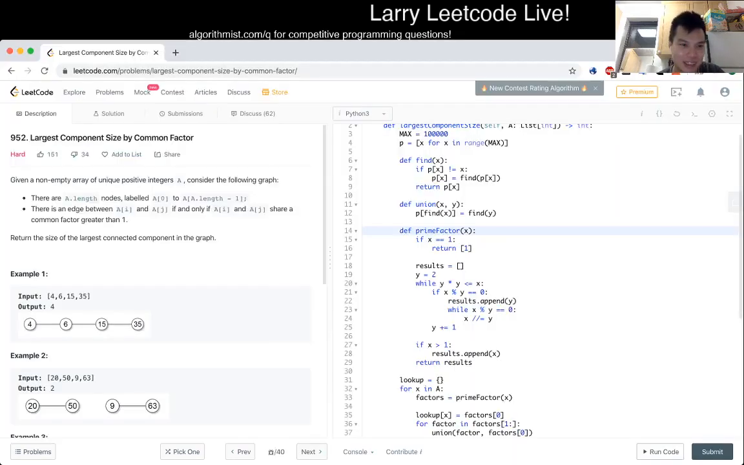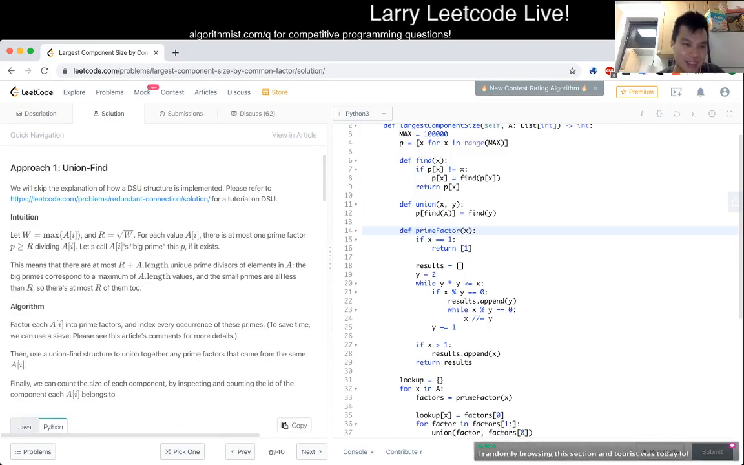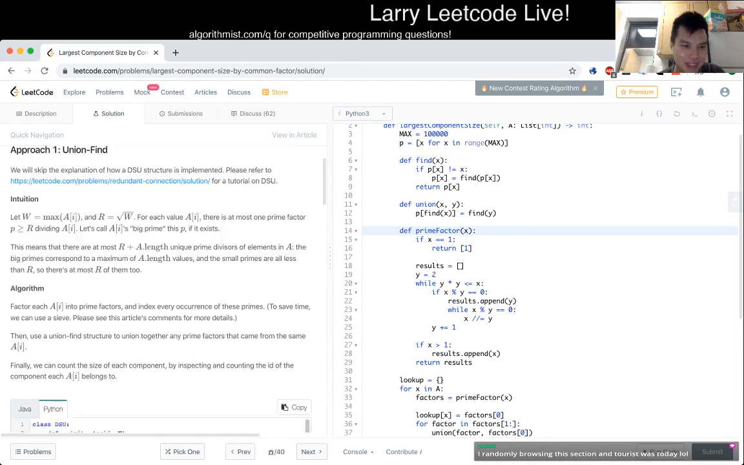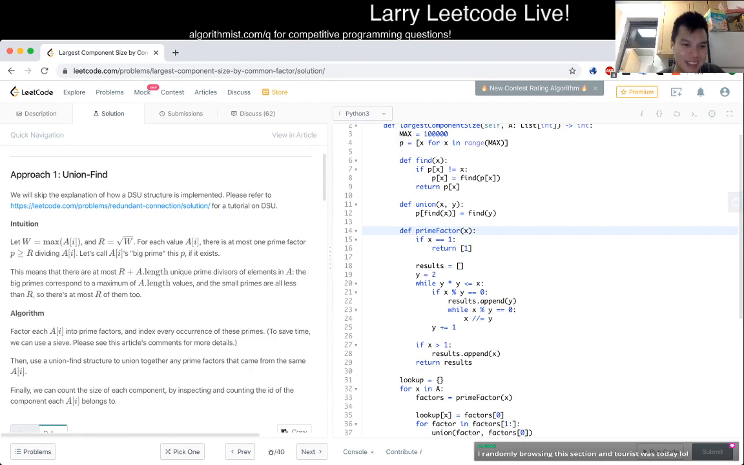Actually, let me take a look at this solution real quick. Okay, so we'll skip to, I don't know what a DSU necessarily means. Oh, disjoint set union or something. But union find is what I usually call it. People always call it different things these days. Oh, this is what you would call it.